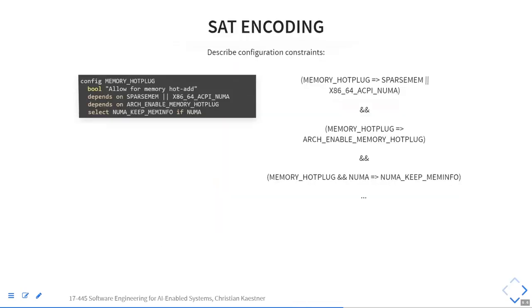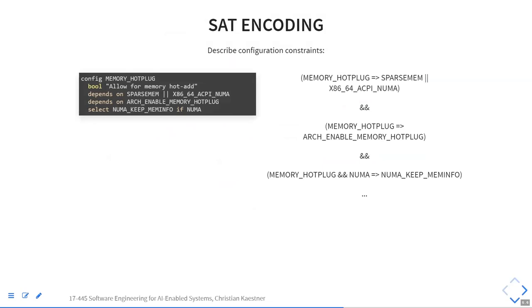So here's an example. If we have this part from the Linux variability model here, I can encode this as a propositional formula. The first thing is I say, for this depends clause, I'm saying, if memory hot plug-in is enabled, then either sparse memory or ACPI NUMA needs to be enabled. Right? I express this as a propositional formula, and I can check whether that holds in every single configuration.